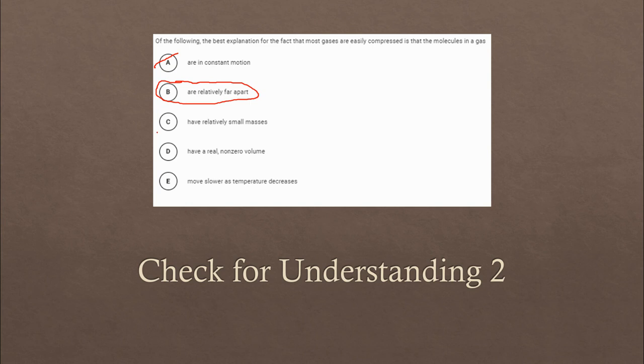Have relatively small masses. Any molecule can be a gas, right? We can have water, H2O, as a gas, as a liquid, or as a solid. You can also have very large molecules as gases at very high temperatures, maybe. Have a real non-zero volume. They do not have a definite volume. Remember, gases can spread out and occupy whatever volume they're given.